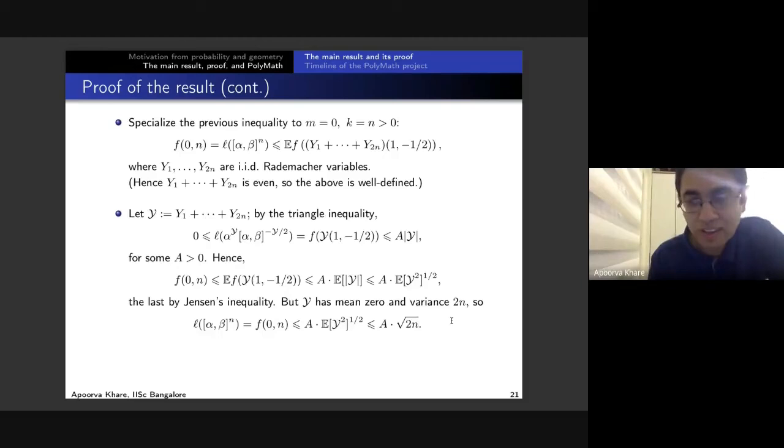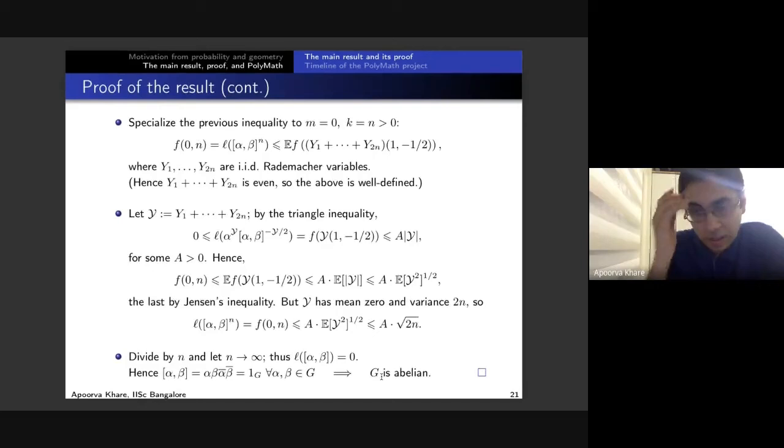And now we are done, right? Because what do you have? You have the nth power of this thing. What is the length? It is n times the length of alpha beta, which is less than some constant times something that grows slower than linear. So divide both sides by n, and let n go to infinity. This is a root 2 over root n, that goes to 0. And the length of alpha beta, therefore, is bounded above by some sequence that goes to 0. And so we are done. The length of the commutator must be 0. In particular, the commutator must be 1, and therefore, g is abelian.